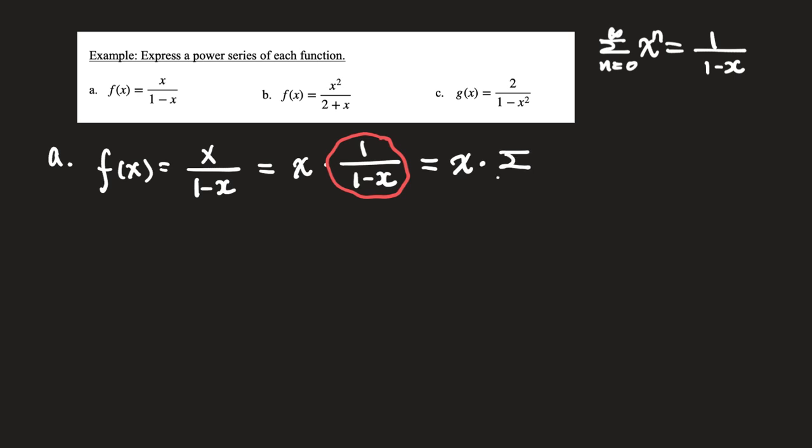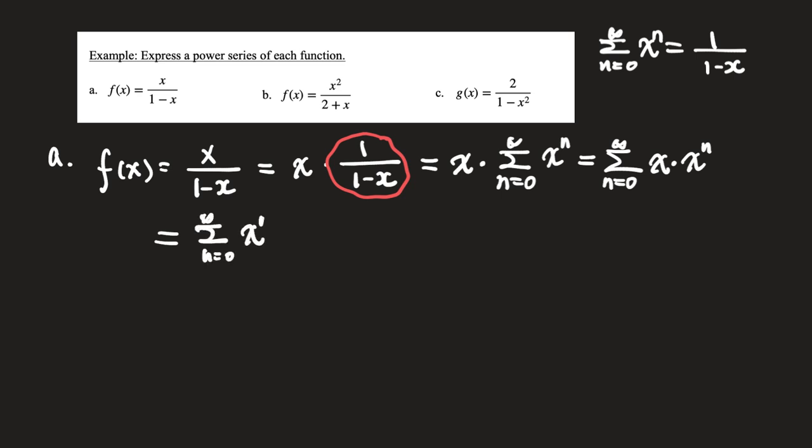x times summation n equals 0 to infinity x^n. So I'm going to put x inside the sigma. This is a summation n equals 0 to infinity x times x^n. Simplify this exponent: summation n equals 0 to infinity x^(n+1). That's the power series for this given function. Guys, make sense? Okay, let's try B.